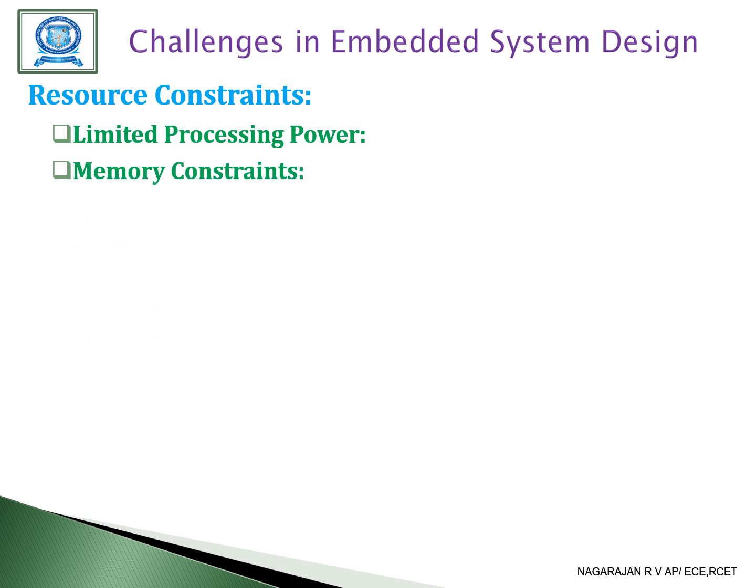Next one is memory constraints. Embedded systems typically have limited RAM and storage, necessitating efficient use of memory resources. Techniques like memory compression, efficient data structures, and careful management of stack and heap usage are critical.